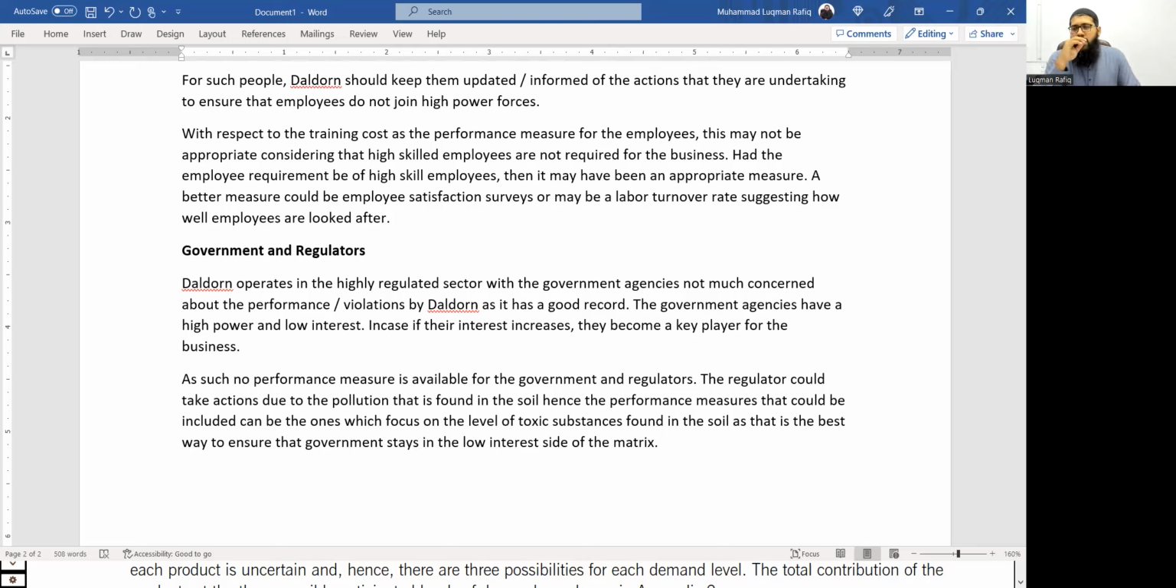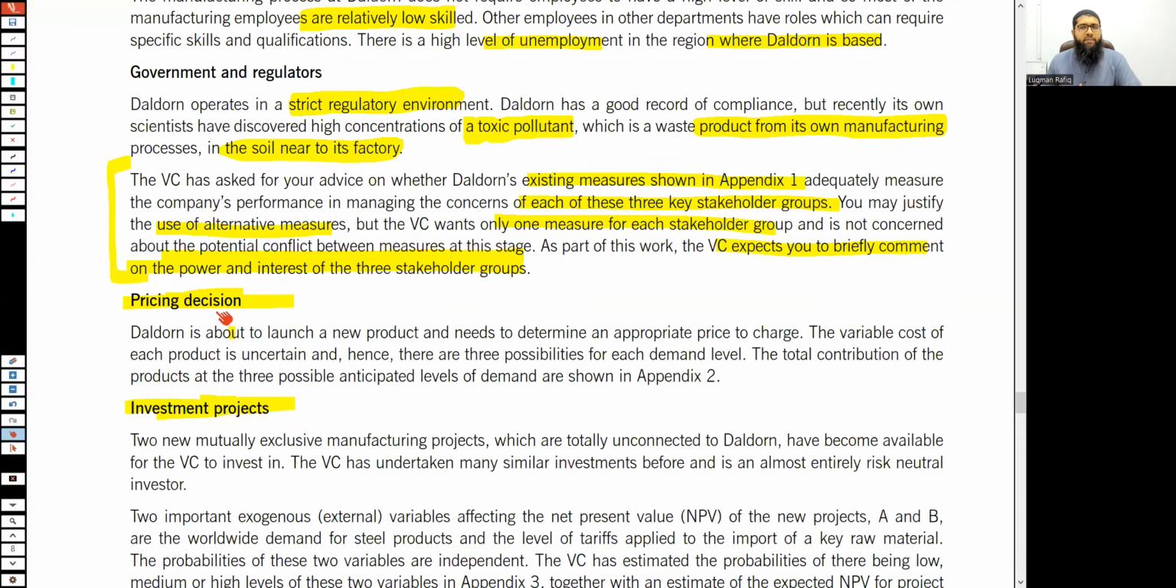So basically, we just talked about the classification, and then we suggested whether a measure is correct or not, or what could be an improved measure. Now let's move forward and talk about the other part of the question, which is about the pricing decision. It says Deldon is about to launch a new product and needs to determine an appropriate price to charge.